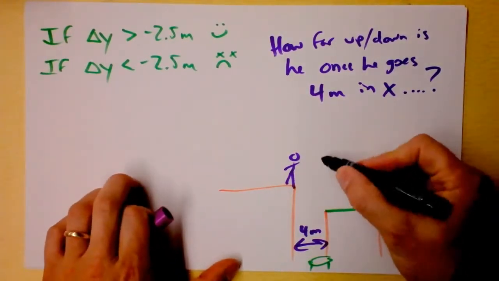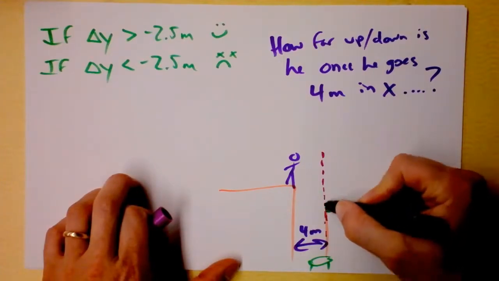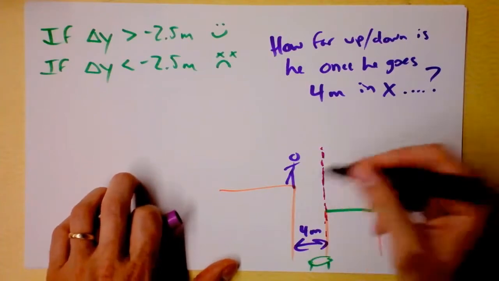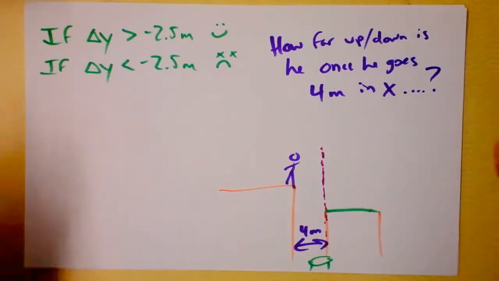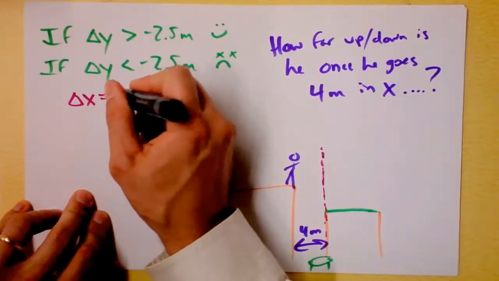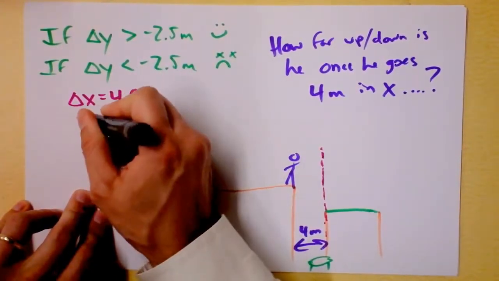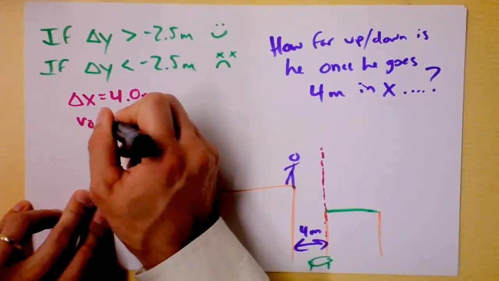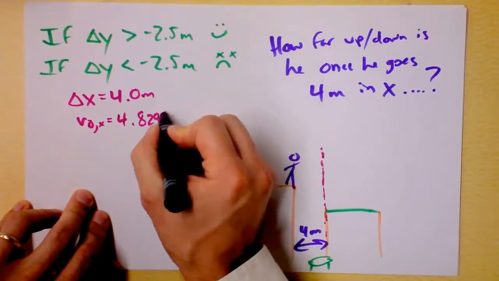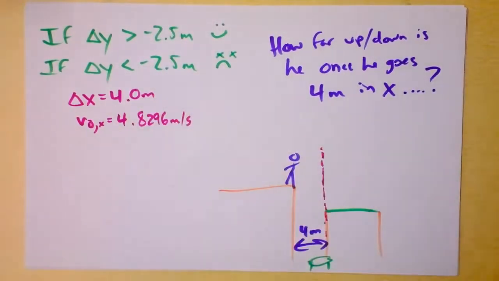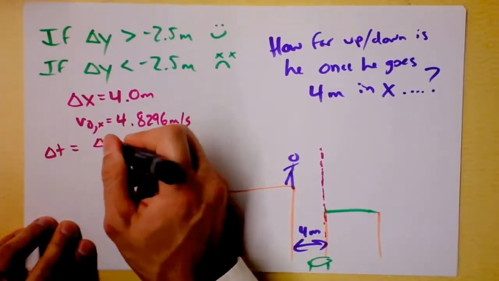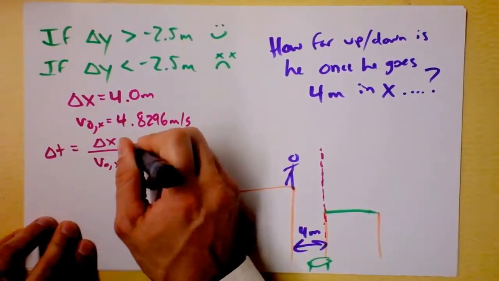So here's the thing. I'm saying that Ben will make it to this plane. He will cross that plane at some time, and I just want to know when that's going to happen. And I'm thinking about the x direction to do that. In fact, I know delta x now is 4.0 meters, and I know the initial velocity in the x direction. That initial velocity in the x direction, if you don't recall, is 4.8296 meters per second. And I also am trying to find the time. So delta t is going to be delta x divided by the initial velocity in the x direction.